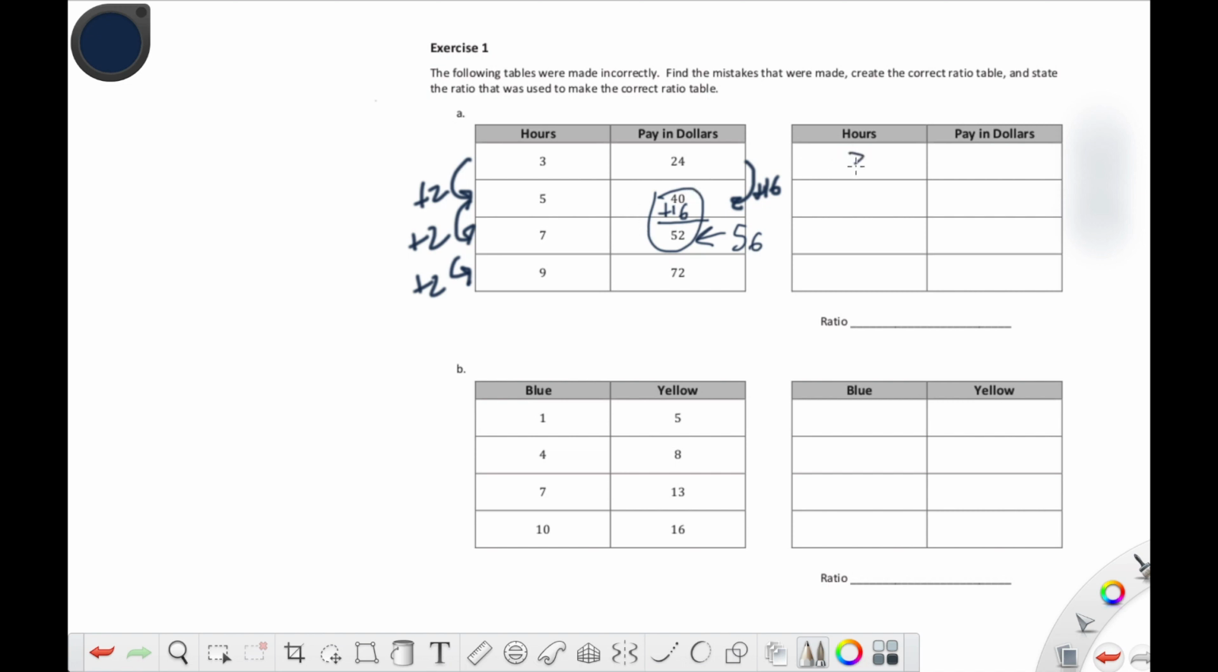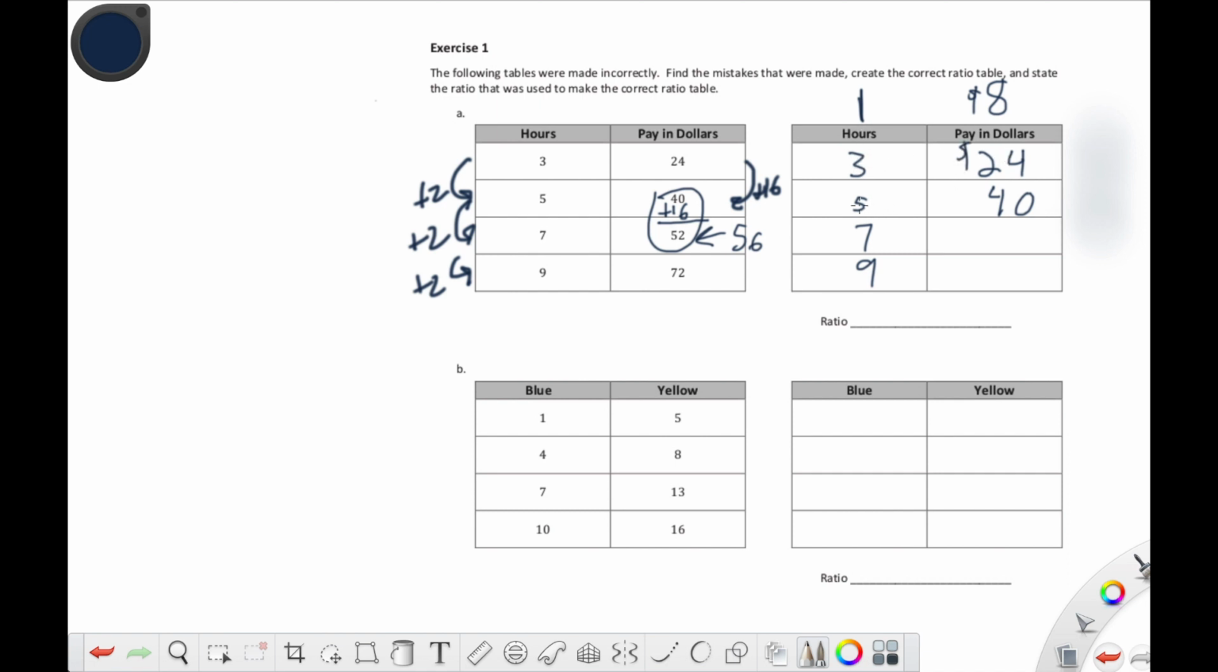So let's correct our table. 3, 5, 7, 9. We know that this number is 24, and it increased by 16. Oops, that should actually be 40. It increased, right, by 16. So let's figure out what our ratio is, and we're going to do this up here. In 1 hour, how much money do they make? Well, if we look at this table and what we know about multiplication, we know that 3 times 8 equals 24. So because of that, for every 1 hour, they make $8. Okay, so for 3 hours of work, they make $24.